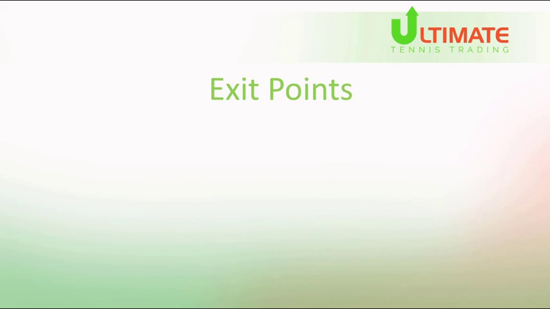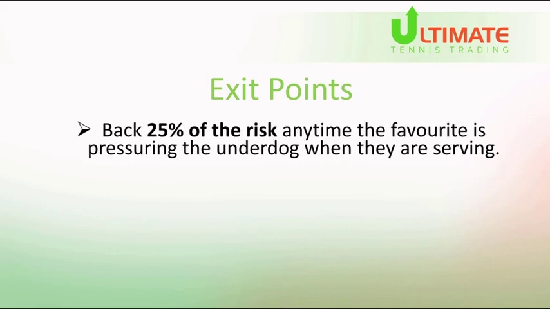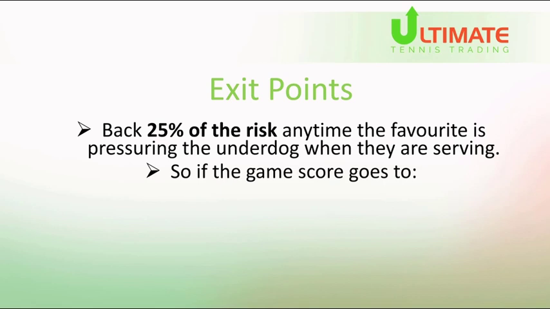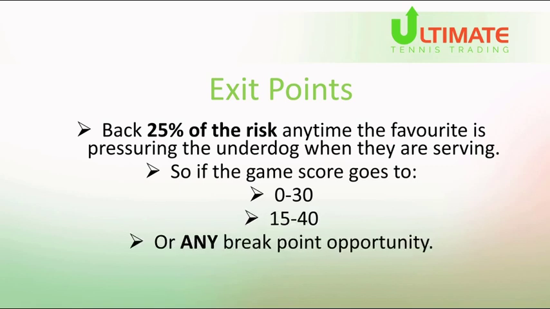So now let's look at the exit points, and you're going to see what really sets this strategy apart from the rest. What we're going to do is back 25% of the risk anytime that the favorite is pressuring the underdog when they're serving. And this is going to happen a lot, and we're going to be in a good position. So if the game score at any point when the underdog is serving goes to love 30, 15-40, or any break point opportunity, you're just going to back 25% of your risk, because we're going to get a nice big swing in the odds just on that.